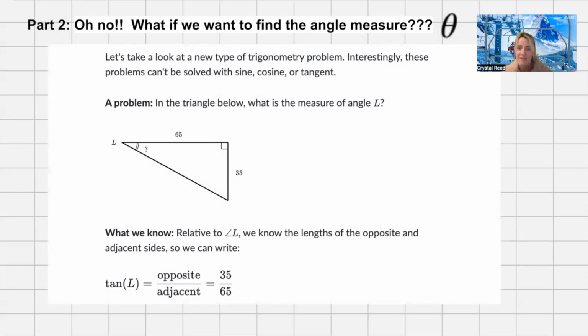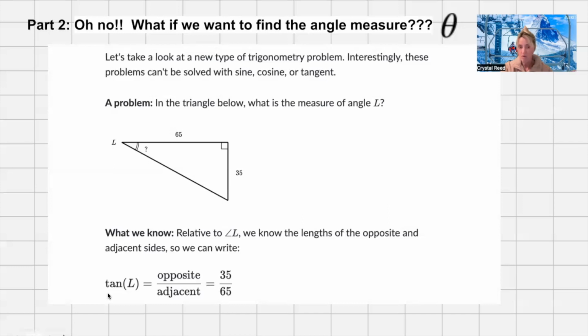So previously, we've always had an angle measure. We had the 90, but we also had another angle measure. What if we don't know any angles though? What we know relative to angle L, we know the lengths of the opposite and the adjacent sides. So because this is angle L, this is our opposite side, this is our adjacent side. We can use tangent. Tangent of our angle is opposite over adjacent, 35 over 65.